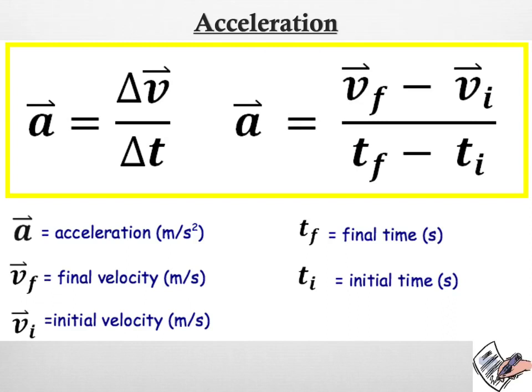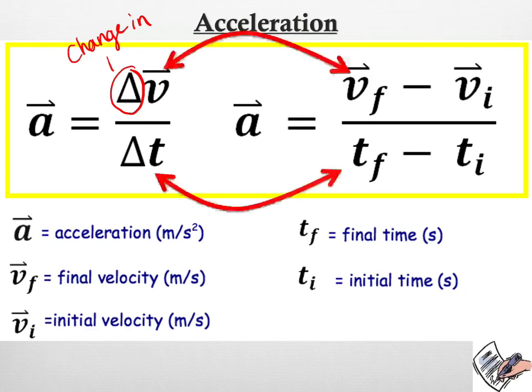So here is our equation for acceleration. Acceleration is equal to delta. What's that delta again? That's this thingy. That means change in. Okay, so change in velocity over change in time. So, of course, if we want the change in velocity, we go to final velocity minus initial velocity. Okay, so that's so important that you remember that delta V is equal to final minus initial.